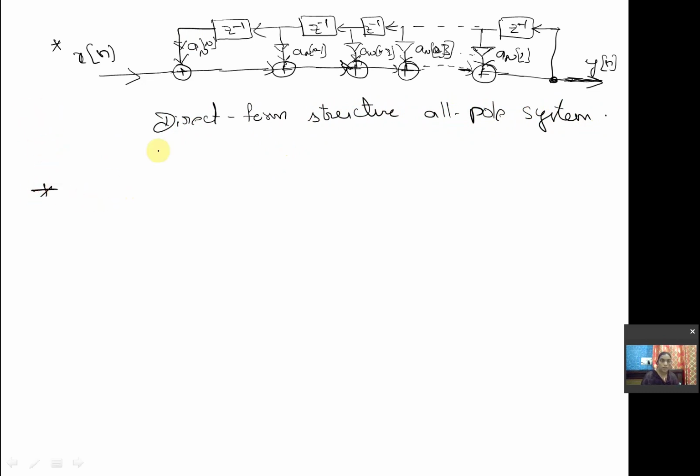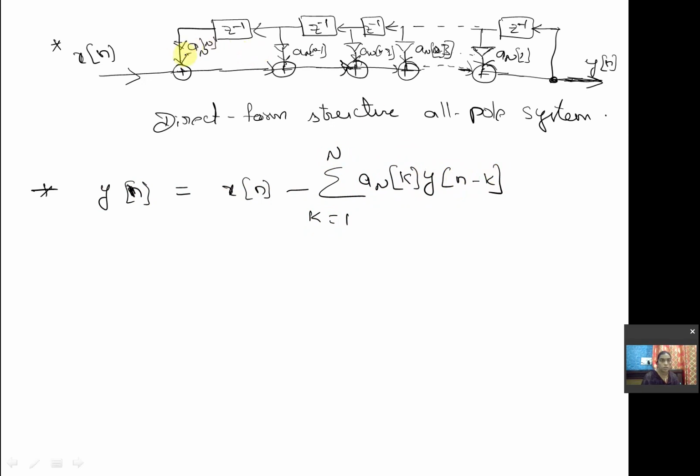Now to find the lattice structure, take y of n. What is y of n? It is x of n minus summation k equals 1 to N, a_N of k, y of n minus k. And use the minus sign here also, of course inverting the sign.